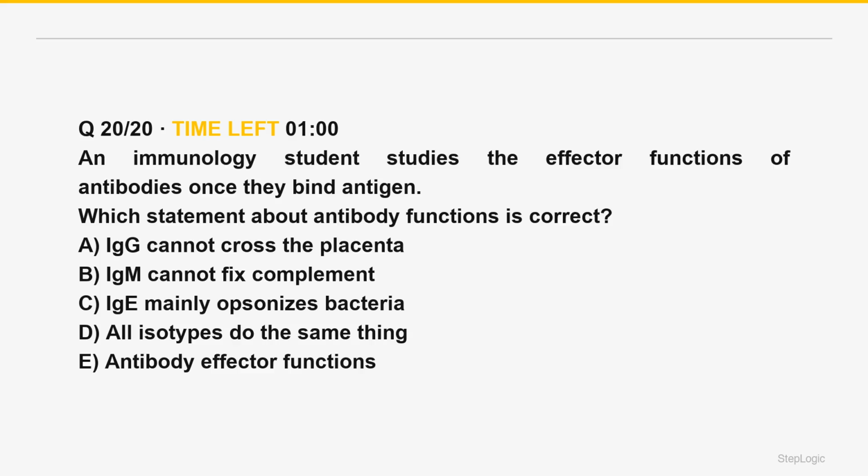Which statement about antibody functions is correct? An immunology student studies the effector functions of antibodies once they bind antigen. Read the command. Which antibody function statement is correct? Neutralization, opsonization, IgG, complement, IgG NK cells, IgE eosinophils, IgG abundant and crosses the placenta, IgA mucosal.